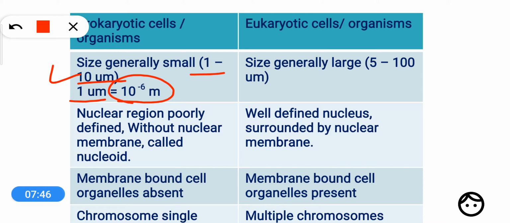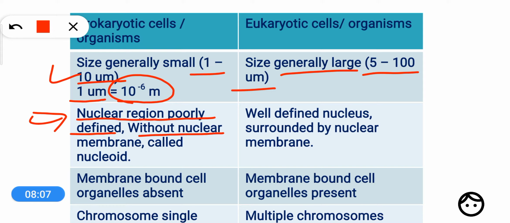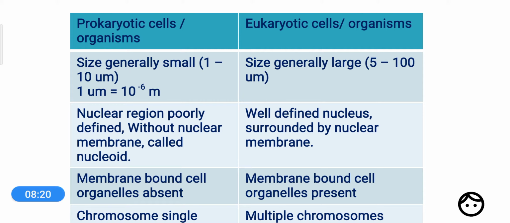While if we talk about eukaryotic cells, then the size is generally very large, between 5 micrometer to 100 micrometer. However, the cells may be much bigger or smaller as compared to this, right? Another important difference that we have already discussed is that the nuclear region is poorly defined, without a nuclear membrane, called nucleoid. In eukaryotic cells, the nuclear region is well defined in a nucleus. It is surrounded by a nuclear membrane. So we can say prokaryotic cells do not have a nuclear membrane, but eukaryotic cells have a nuclear membrane.